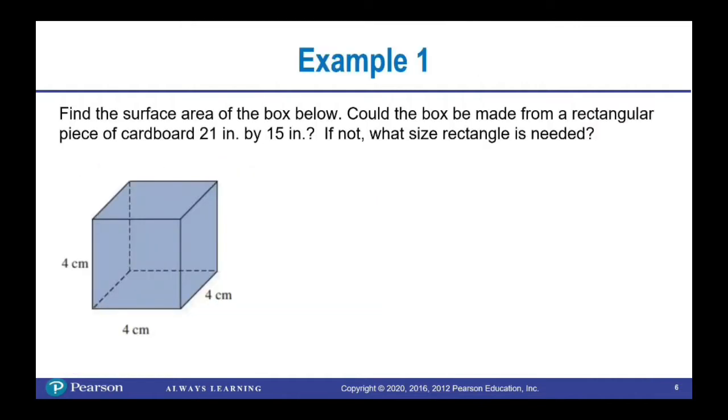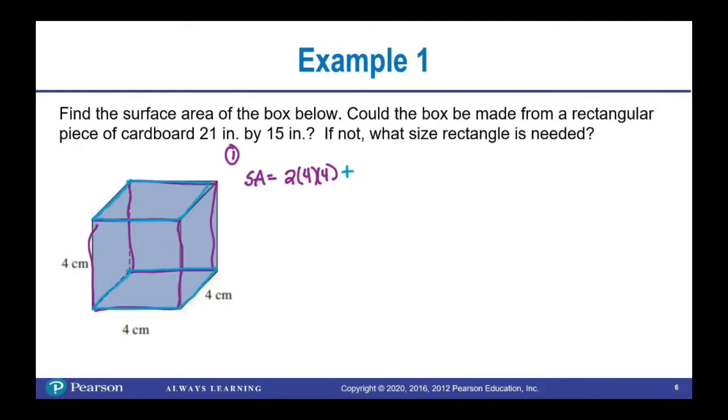Now look at example 1. Let's find the area of our box. And then we want to know, could the box be made from a rectangular piece of cardboard that is 21 inches by 15 inches? And if not, what size rectangle is needed? So first, let's start by thinking about our surface area. So for our surface area, I think about the front and the back of the box. I've marked them in purple. These are rectangles. There are two of them. They have a length of 4 and a width of 4.